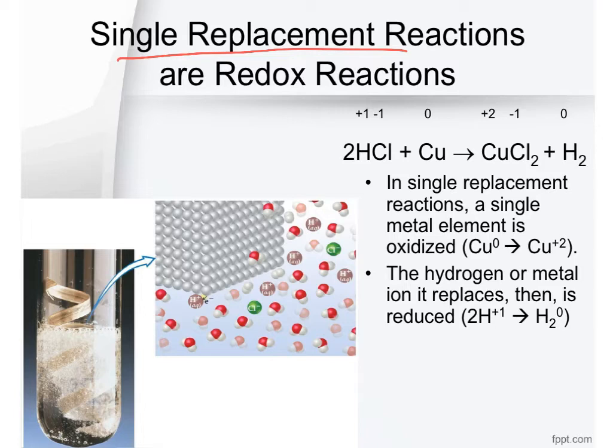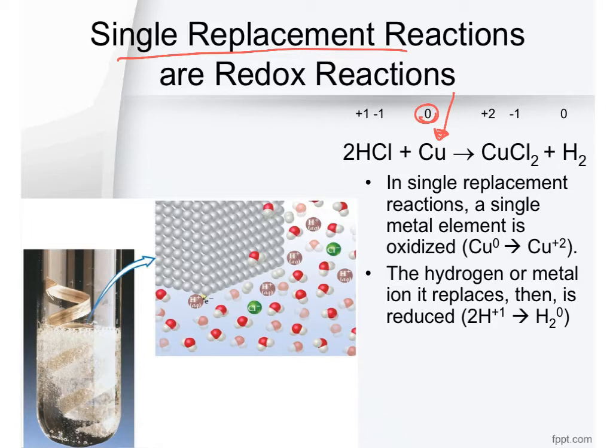Pretty much when you see a single element by itself as a reactant, it's almost always a redox reaction, because remember, single elements have an oxidation number of 0. And once they make a compound, it's rare for them to have an oxidation number of 0 in the compound. So anyway, a single element by itself is almost always a red flag that you've got a redox reaction.